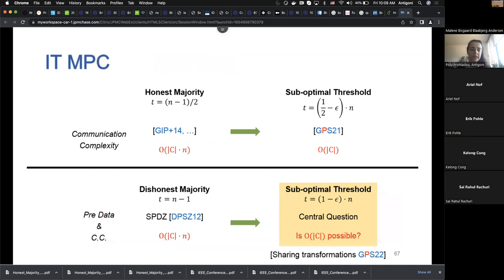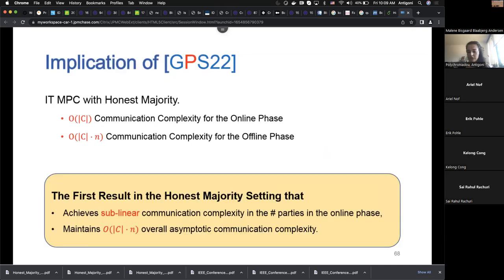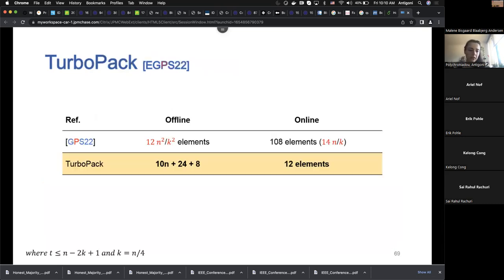So I will just repeat this slide. Our goal is to have an online phase which is much faster than the online phase we can achieve using the sharing transformations work. Let's compare them explicitly. We call the new work TurboPack, because it borrows some ideas from Turbospeed, and we are using packed secret sharing. This is work with Daniel Escudero, Vipul, myself, and Ethan.